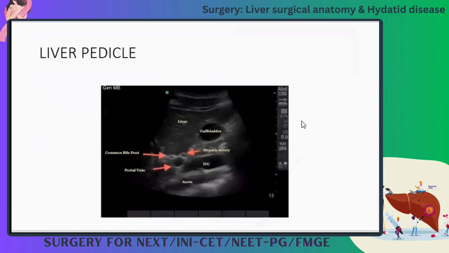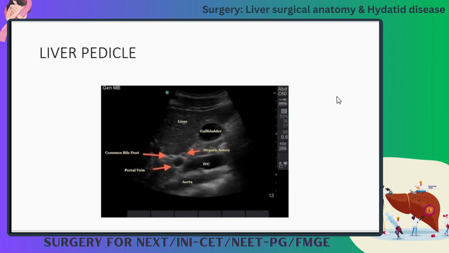So this is the same thing. Okay. So an important point we discussed is radical cholecystectomy. Radical cholecystectomy, what all do we remove? Gallbladder and segments 5 and 4B. Very good.